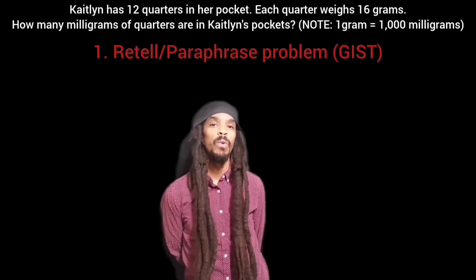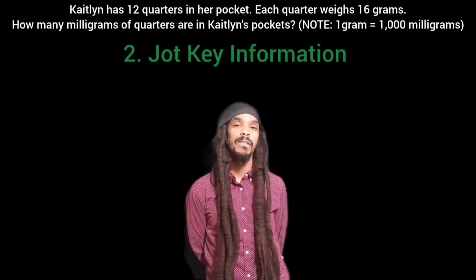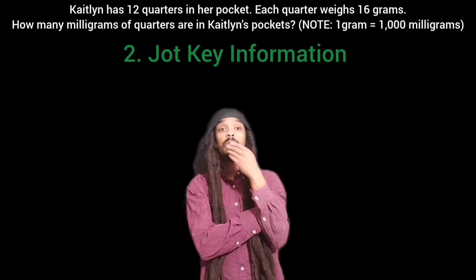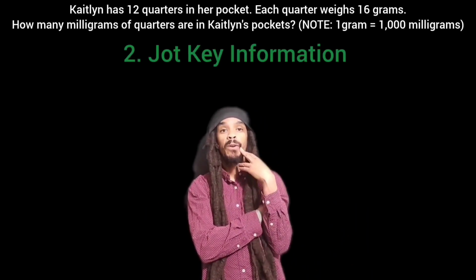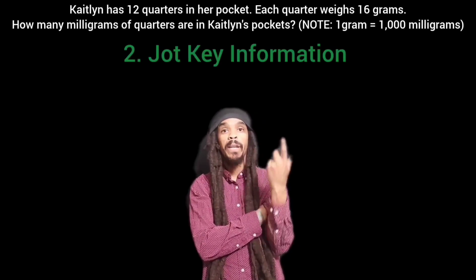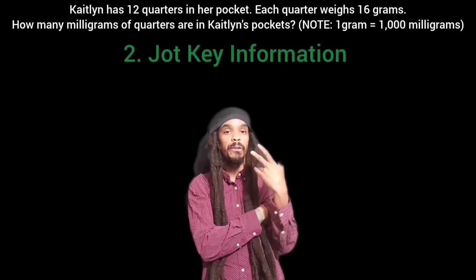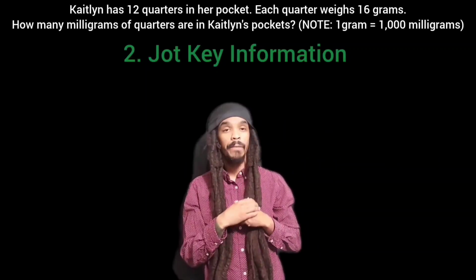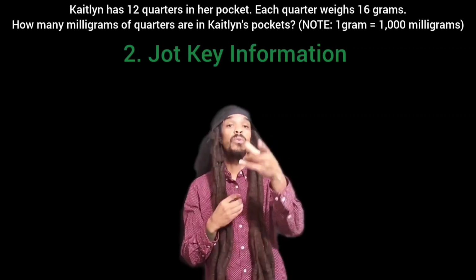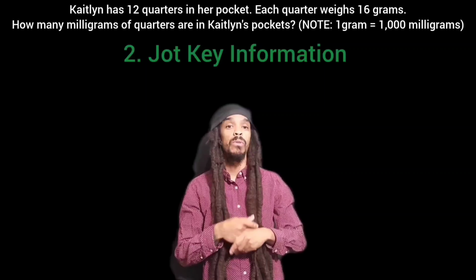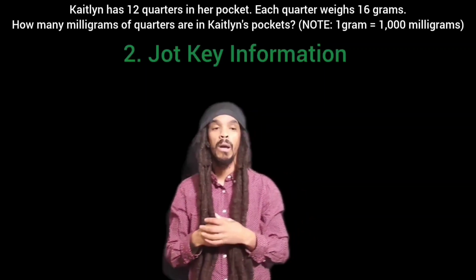All right, now we need to jot the key information necessary for solving this problem. Let's see what's important here. 12 quarters are important, obviously. We need to know the amount of quarters. The weight of each quarter, 16 grams. We also need how many milligrams, because that would be the end of our journey. So we definitely need those 3 things. And also our conversion rate: 1 gram equals 1,000 milligrams. So there's a lot important in this problem.